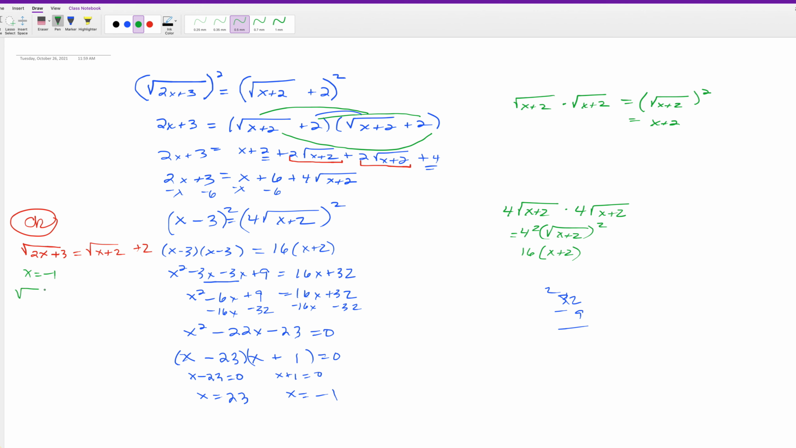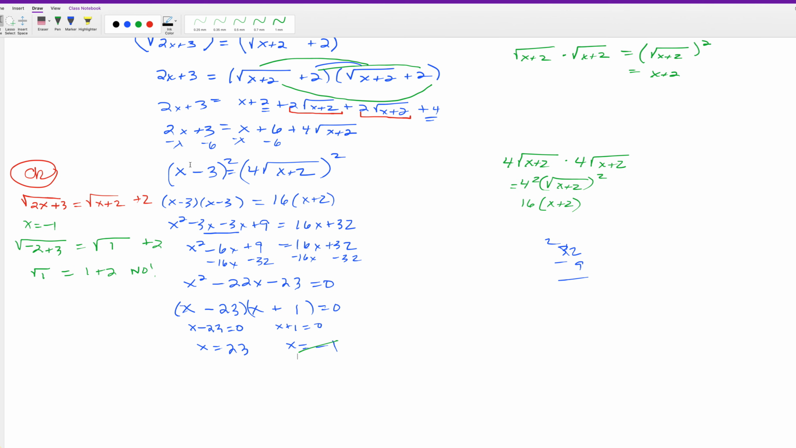All right, so 2 times negative 1 is negative 2 plus 3 equals, subbing a negative 1, negative 1 plus 2 is 1 plus 2. Okay, so this would give me the square root of 1 is equal to, the square root of 1 is 1 plus 2. So that gives me 1 is equal to 3, which it does not. So this is a no. So that means that's not an answer.